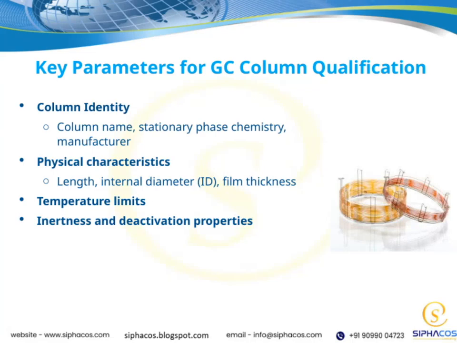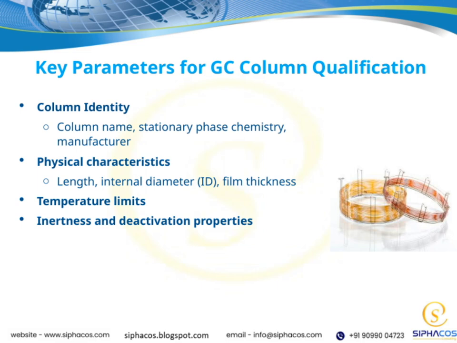Let's take a closer look at the key parameters for qualifying a GC column. First, the column identity is essential. This includes the column name, the type of stationary phase chemistry used, and the manufacturer. Knowing this helps ensure we're selecting the right column for our specific analysis. Next, we consider the physical characteristics. This involves looking at the length of the column, the internal diameter, or ID, and the film thickness of the stationary phase. These factors influence the separation efficiency and resolution.